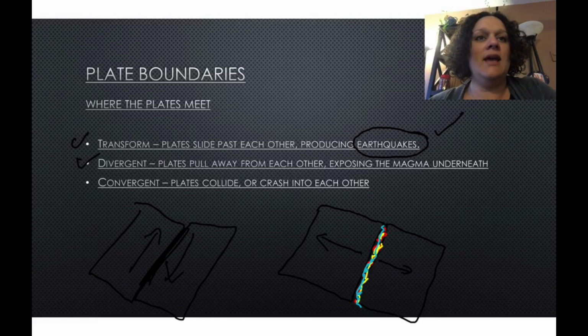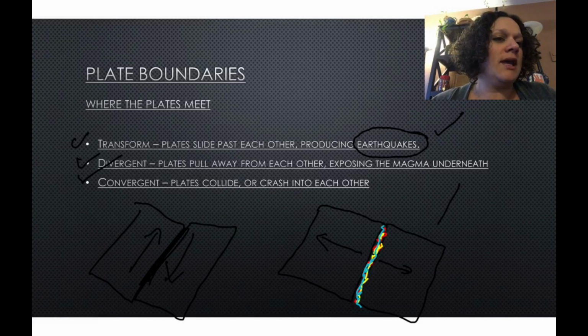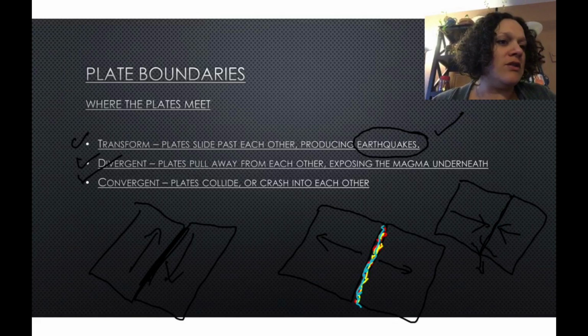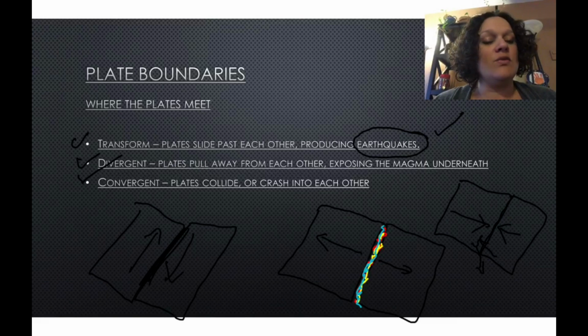Then we have a convergent boundary, the last type. A convergent boundary is where two plates come together and they push toward one another. And we'll talk about how that happens, but basically one plate often goes underneath and the other goes on top, unless we're talking about two continental plates. But I'll talk about that in just a moment.